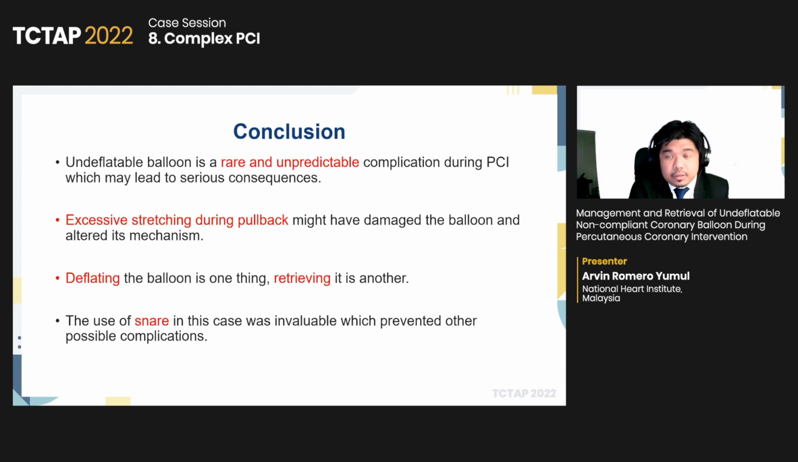In conclusion, an undeflatable balloon is a rare and unpredictable complication during PCI, which may lead to serious consequences. Excessive stretching during pullback might have damaged the balloon and altered its mechanism. Deflating the balloon is one thing, but retrieving it is another. The use of a snare in this case was invaluable, which prevented other possible complications.